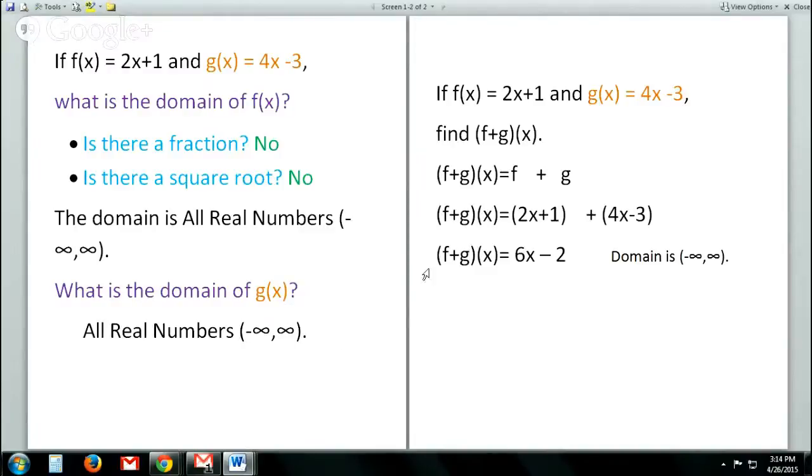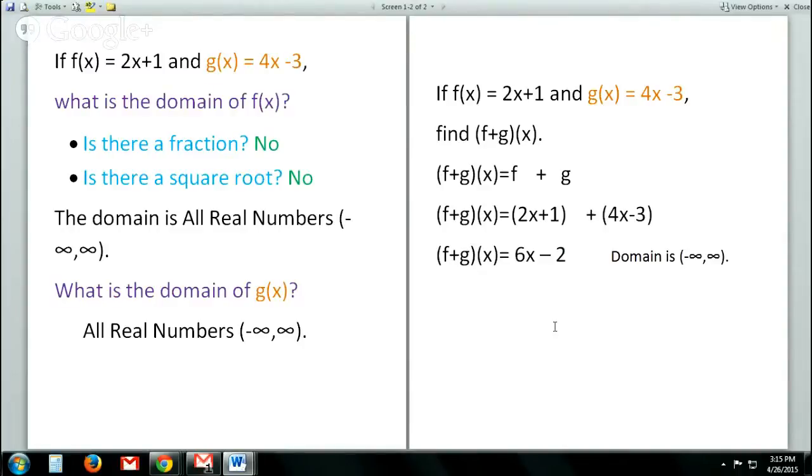Now, let's look at a combination of these two functions. The first combination, addition. When we want to know f plus g of x, all that means is let's take the one called f, which was 2x plus 1, and let's add to it the one that is called g, which is 4x minus 3. Now, I don't really need those parentheses there. If you take them away, we're just combining like terms. So 2x plus 4x made 6x, and 1 plus this negative 3, 1 minus 3, made negative 2.